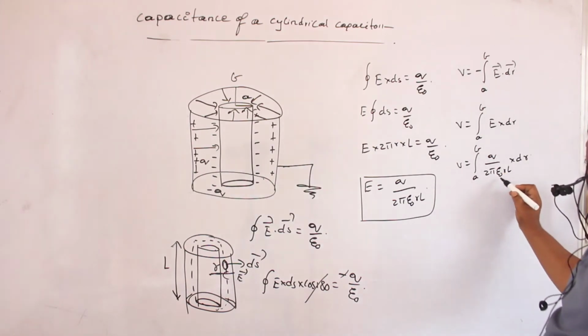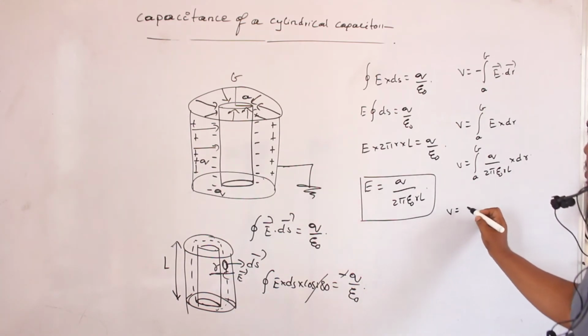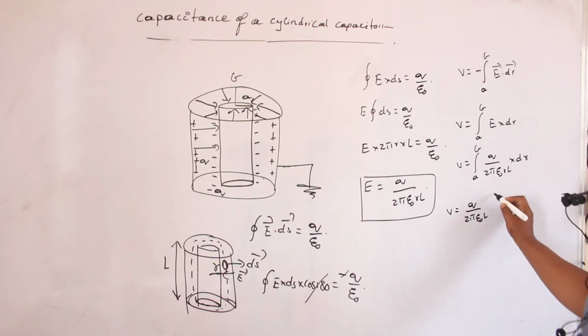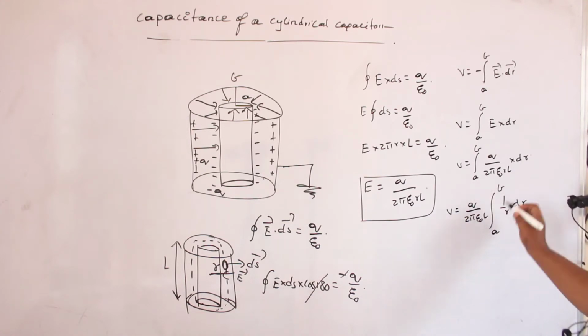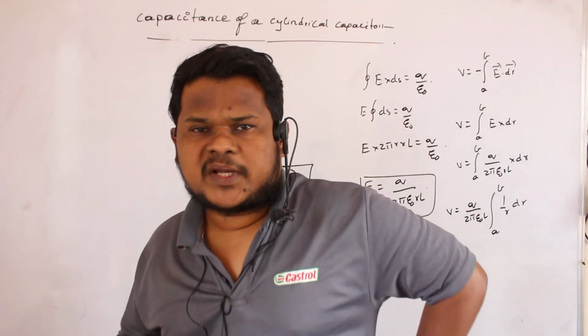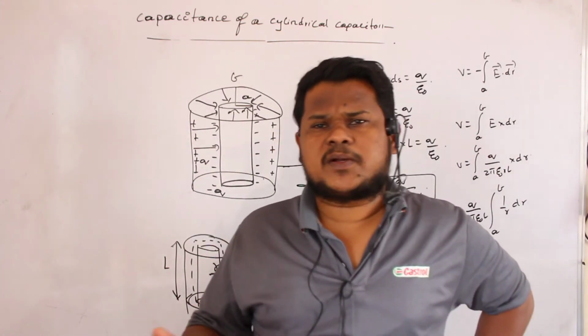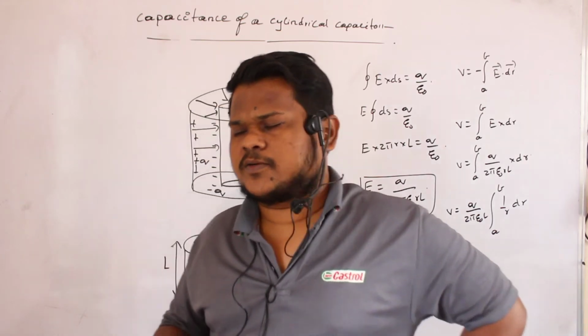So q by 2 pi epsilon naught L are constants, so we can take them out of the integration. So V is equal to q divided by 2 pi epsilon naught L, times the integration of 1 by r dr, with limits applied from A to B. So what is the integration of 1 by r? It is the natural logarithm, ln r. Clear? Because the differentiation of ln r is 1 by r. So the integration of 1 by r is equal to ln r.